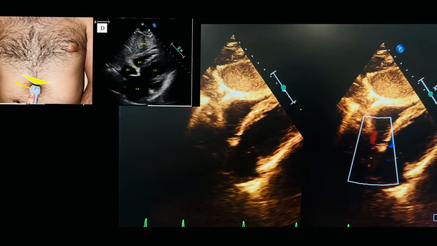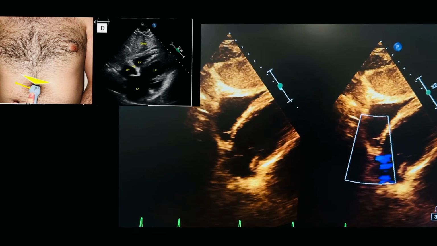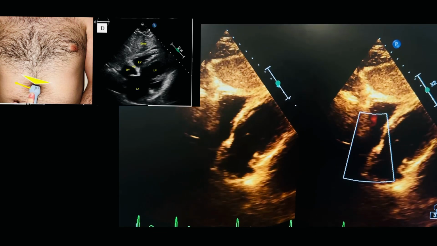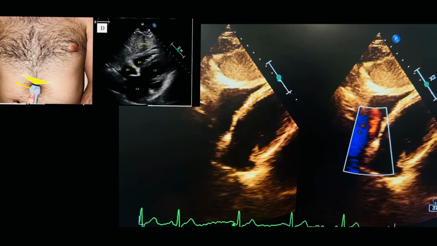Let's move on. Subcostal 4 chamber view. The ultrasound probe is placed in the midline. Let's move on. Next view. Subcostal IVC view.